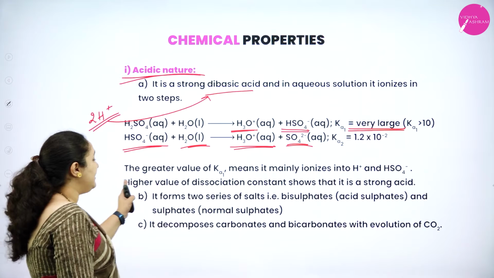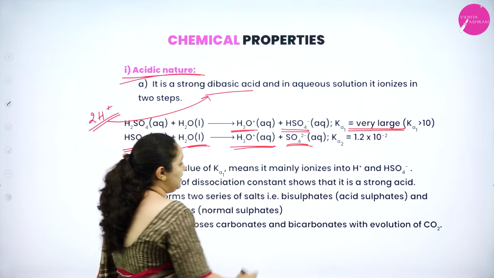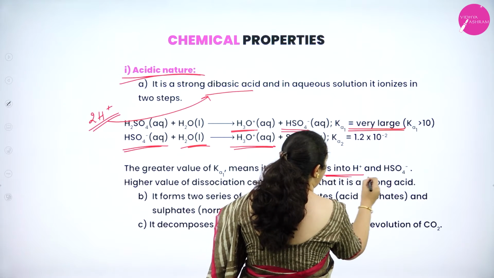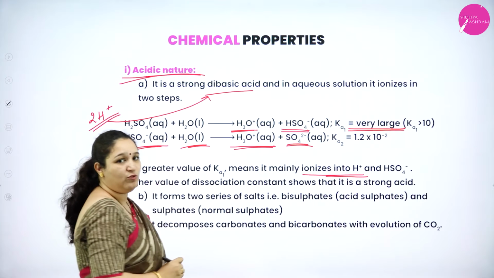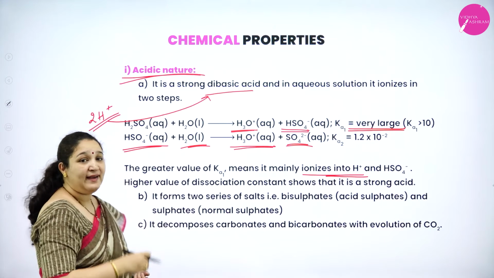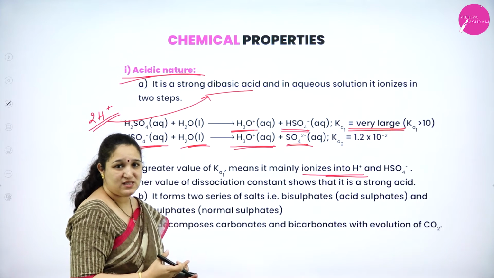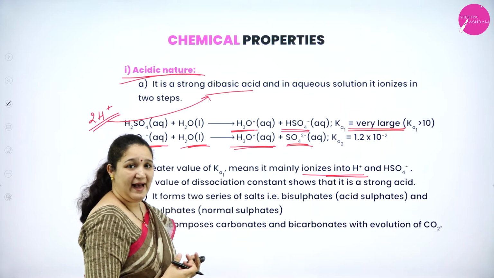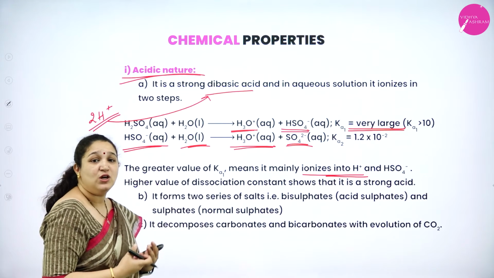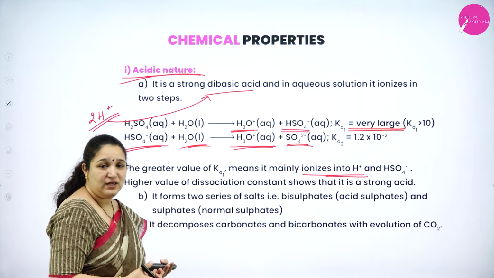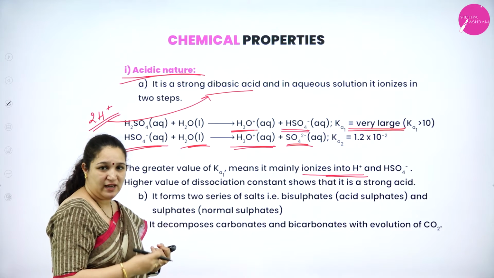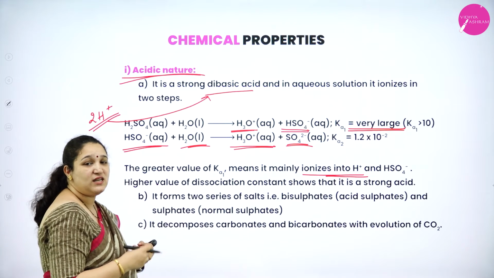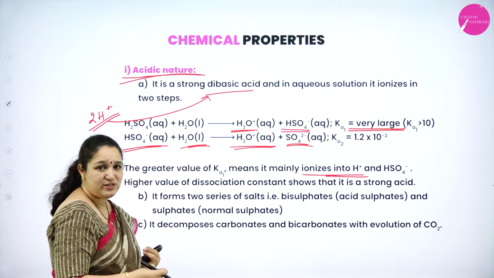The greater value of Ka1 means that it mainly ionizes into H plus ion and HSO4 minus ion, and the high value also tells us that it is a very strong acid. It forms 2 series of salts when it reacts, that is, it can form bisulfate and sulfate salt.